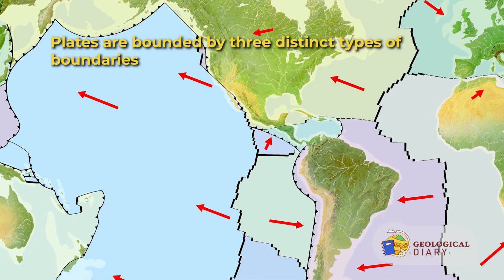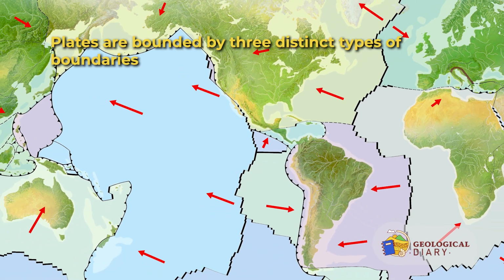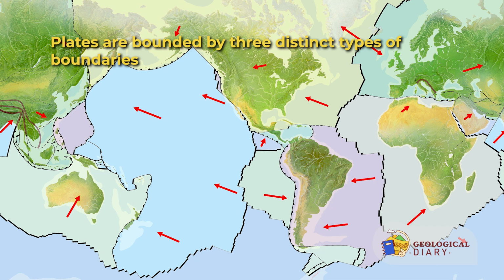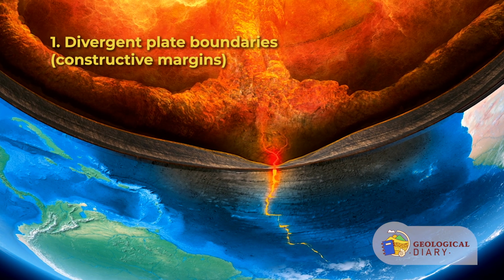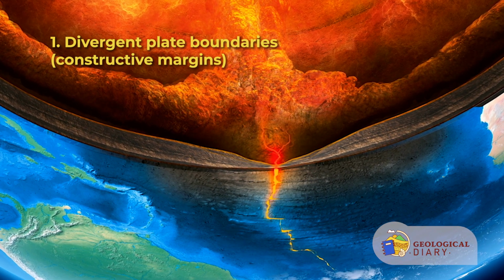Plates are bounded by 3 distinct types of boundaries, which are differentiated by the type of movement they exhibit. Let's review them in more detail. Divergent plate boundaries, also called constructive margins, are called constructive because they occur where 2 plates move apart from each other, resulting in upwelling of hot material from the mantle to create new seafloor.